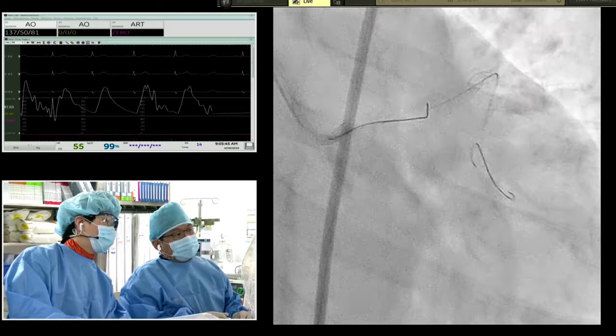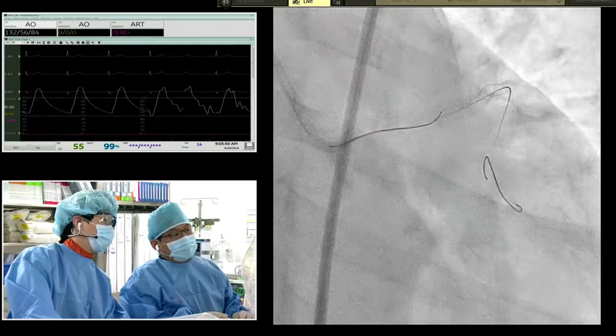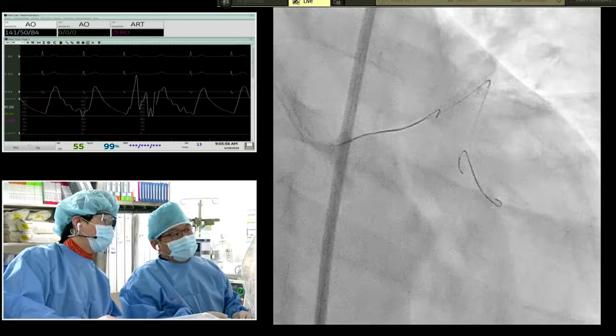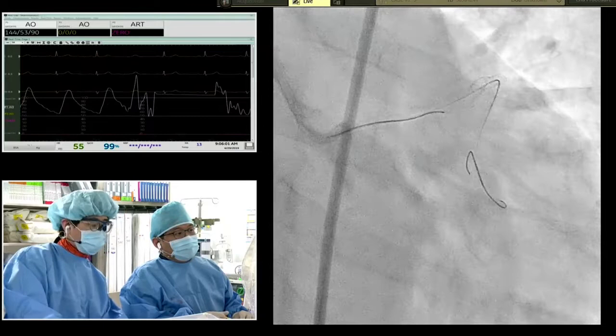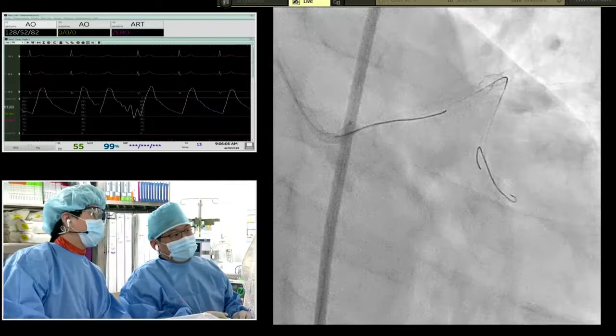What wire are you trying to use to get into the circumflex? This is BMW wire. If I fail, I'd like to change it to another wire, a more floppy one. Or you can use a dual lumen catheter. Yeah, right.